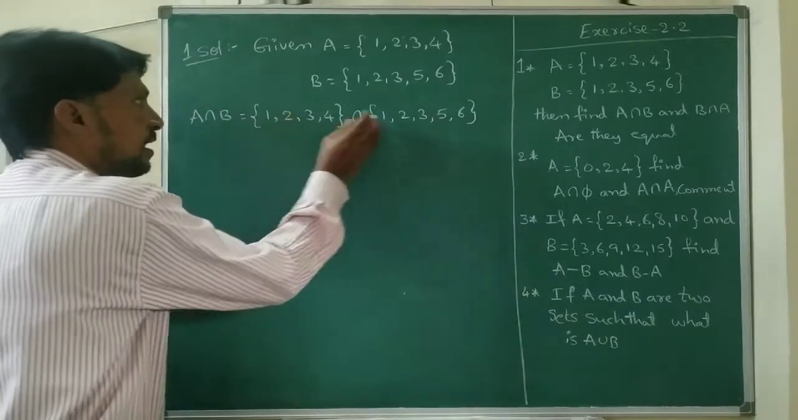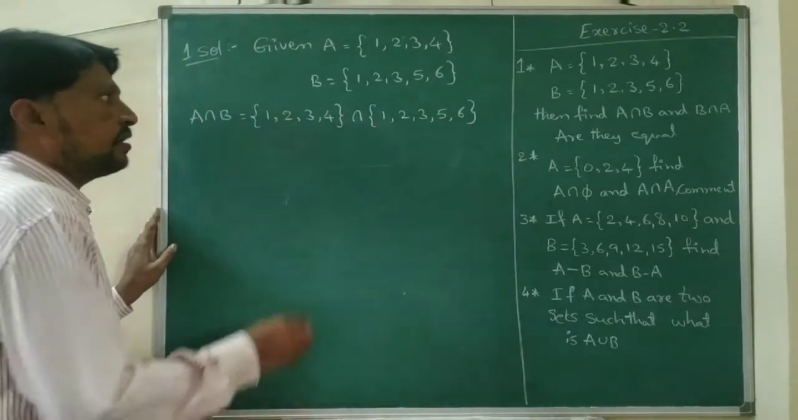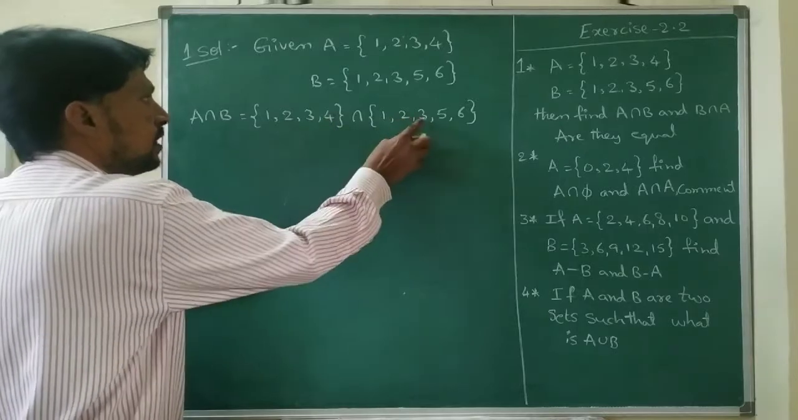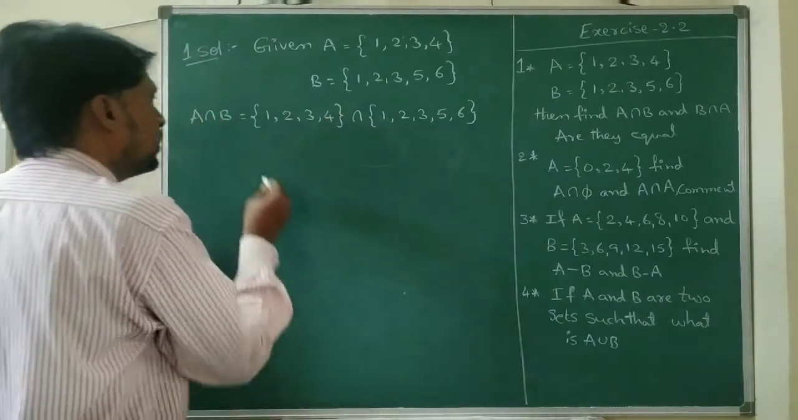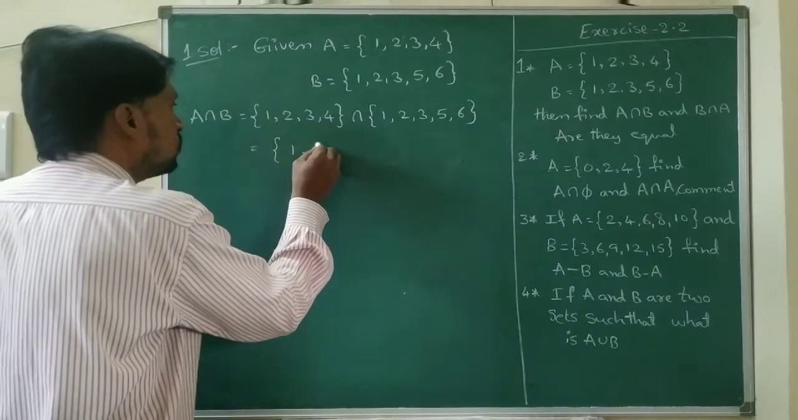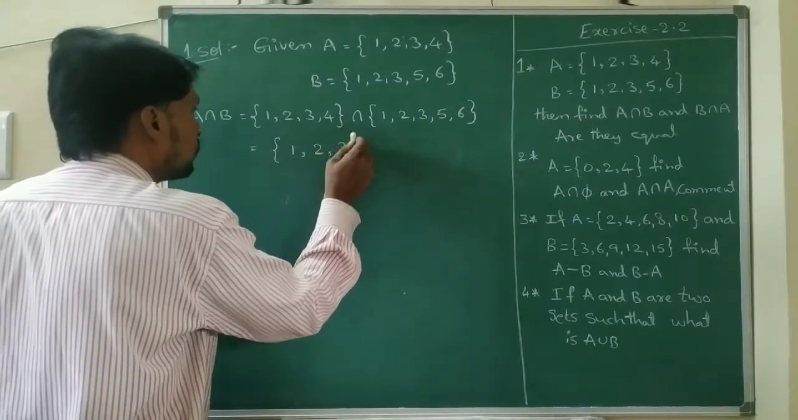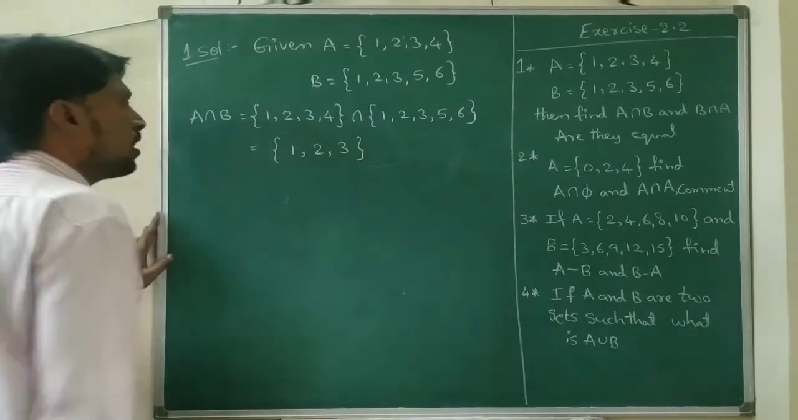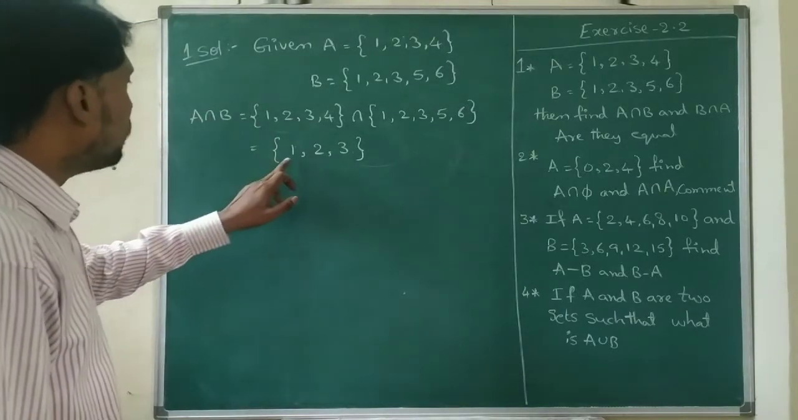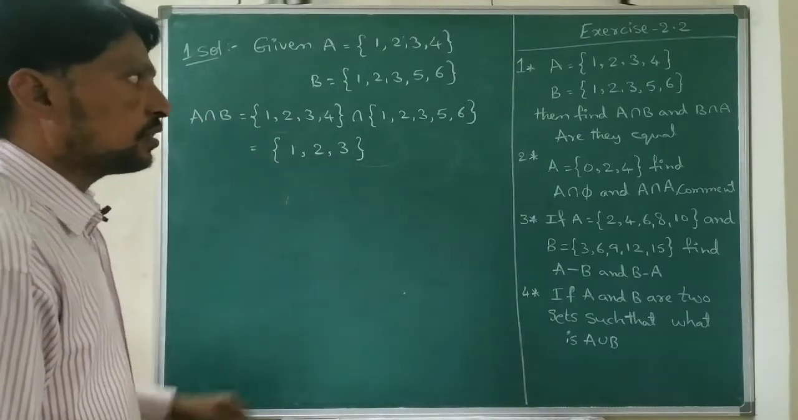So in set A and set B, what are the common elements? Here 1 and 1, 2 and 2, 3 and 3. Here nothing else is common. So what are the common elements? That we need to write. So 1, 2, 3. These are common elements in both sets A and B. So A intersection B, we got the set of 1, 2, 3.